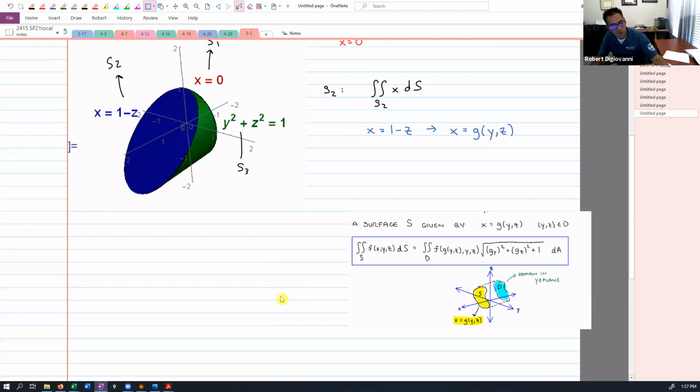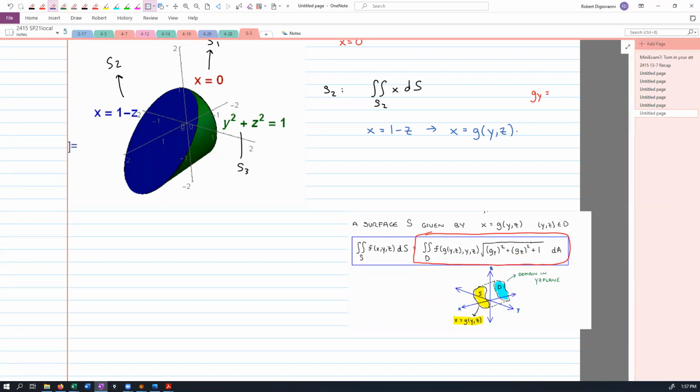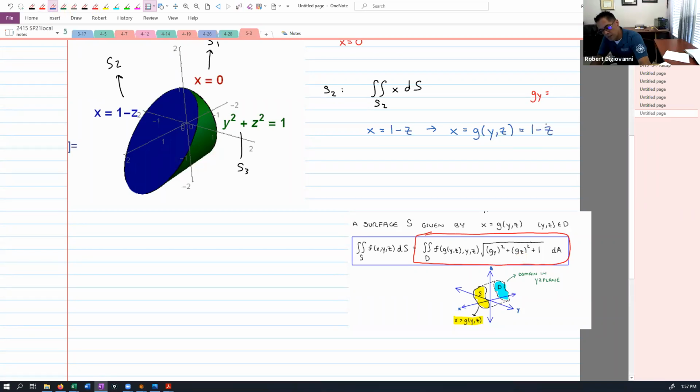Okay, so that means this will become this double integral right here. The things I'm going to need are the partial of g with respect to y and z. Partial of g with respect to y is what? 0, right? Because the function is 1 minus z. That's the function. So the partial of that with respect to y is 0, and the partial of that with respect to z is -1. And the scalar function we have, this is my f of x, y, z.